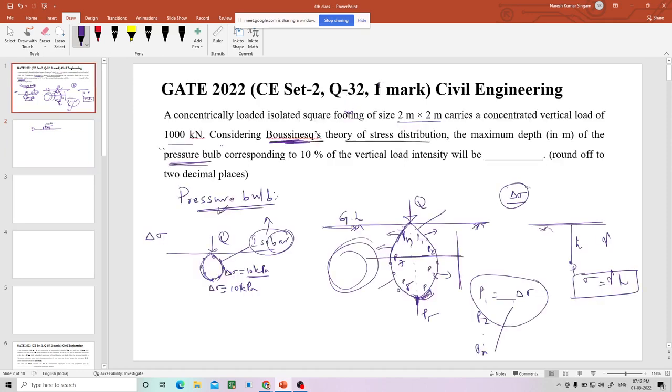The maximum depth, considering this theory, the maximum depth of the pressure bulb will always be exactly below the line of application of the load. That is the maximum depth of the pressure bulb, any pressure bulb you take, corresponding to 10% of the vertical load intensity.